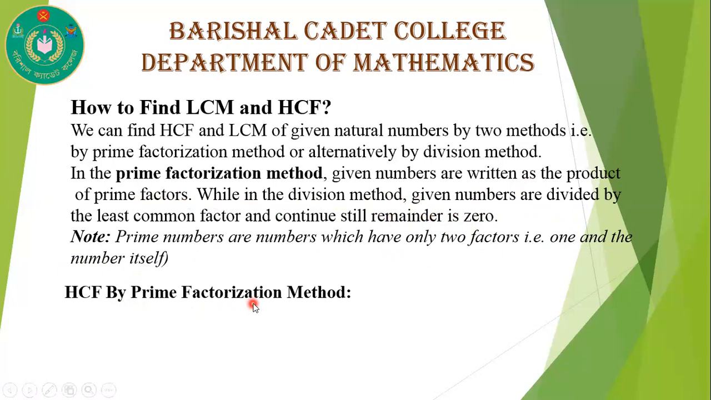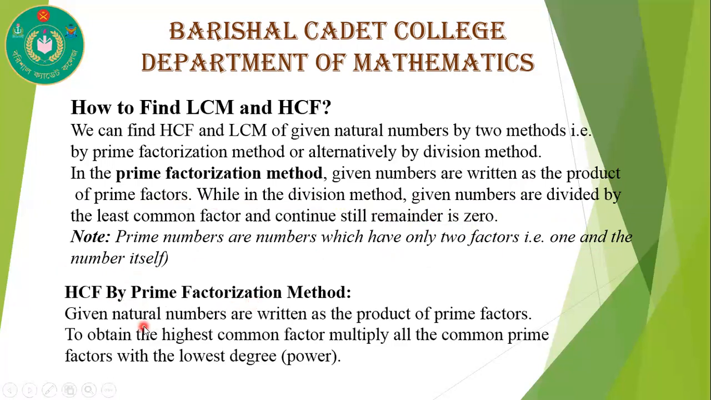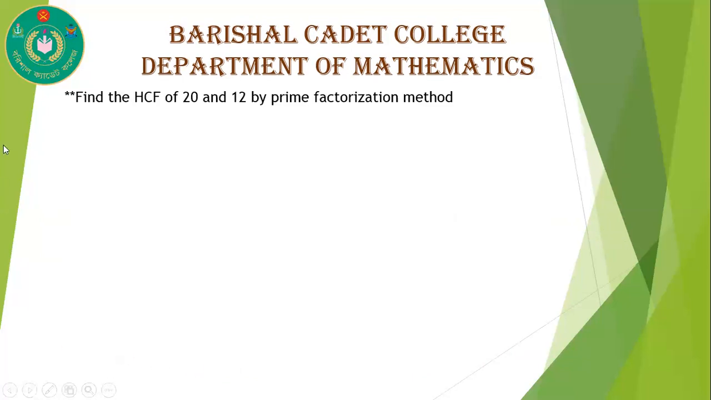HCF by prime factorization method. The given natural numbers are written as the product of prime factors. To obtain the highest common factor, multiply all the common prime factors with the lowest degree. Find the HCF of 20 and 12 by the prime factorization method.